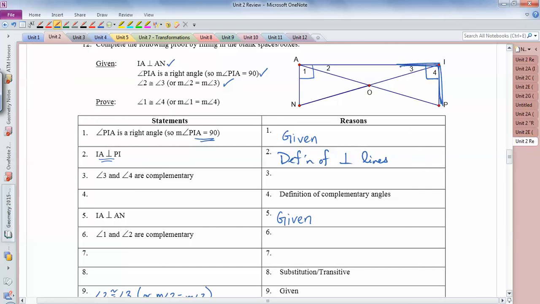So then the next line says, so angles 3 and 4 are complementary. So that should make sense too. The total's 90. So of course 3 and 4 should be complementary.